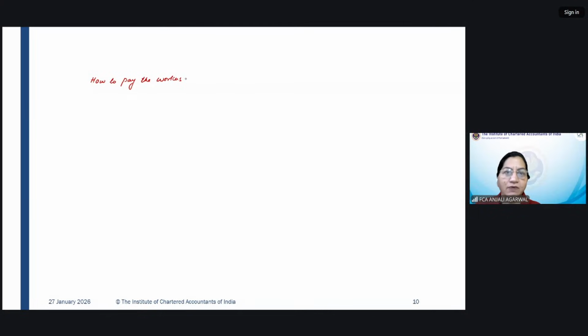So how to pay the workers? One of the important ways is to pay at the time rate. Time rate means you fix 100 rupees per hour. So whatever time he spends, if he spends 8 hours in a day, he ends up taking 800 rupees.